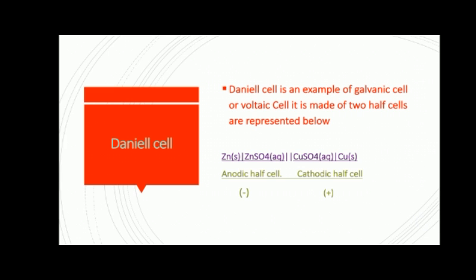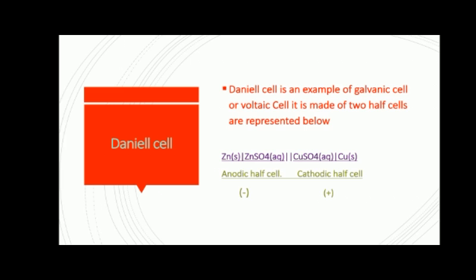Now the Daniell cell. The Daniell cell is an example of a galvanic cell or voltaic cell. It is made of two half cells, represented below. The first half, to the left hand side, is zinc solid, zinc sulfate aqueous, where zinc solid is the electrode and zinc sulfate aqueous is the electrolytic solution. After the two vertical lines, to the right hand side, the electrolyte solution is copper sulfate aqueous and the electrode immersed is copper solid.